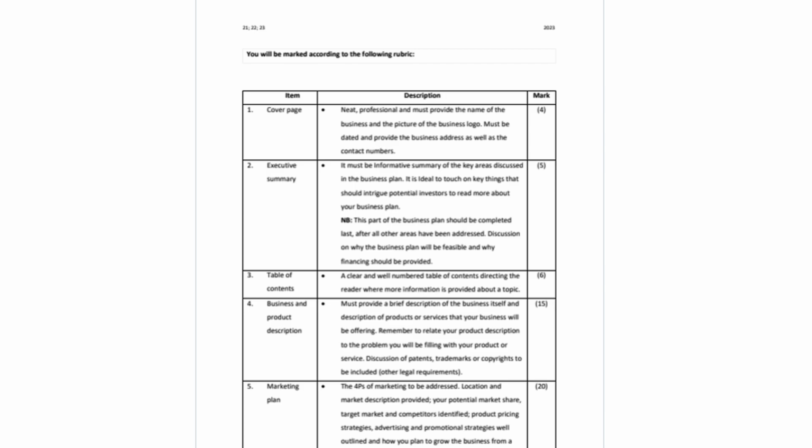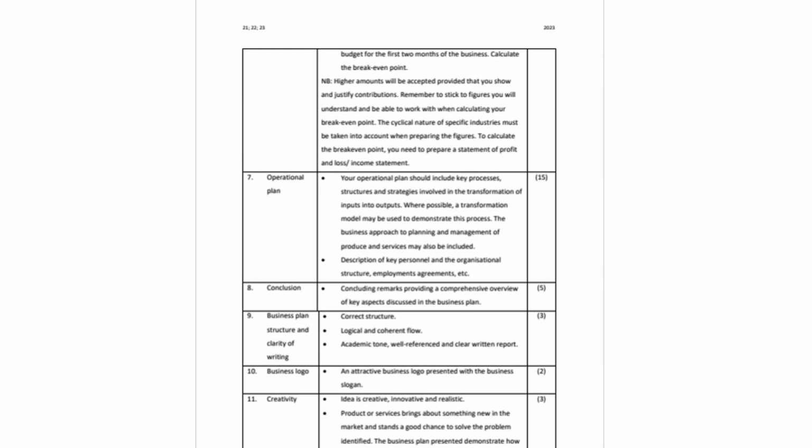So let's have a look at the financial plan portion of it. It says, provided that you have received 250,000 Rand startup funding, prepare a forecast where costs associated with required business resource are outlined, and create a budget for the first 12 months. Calculate a break-even point. NB higher amounts will be accepted. And remember to stick to figures that you can understand.